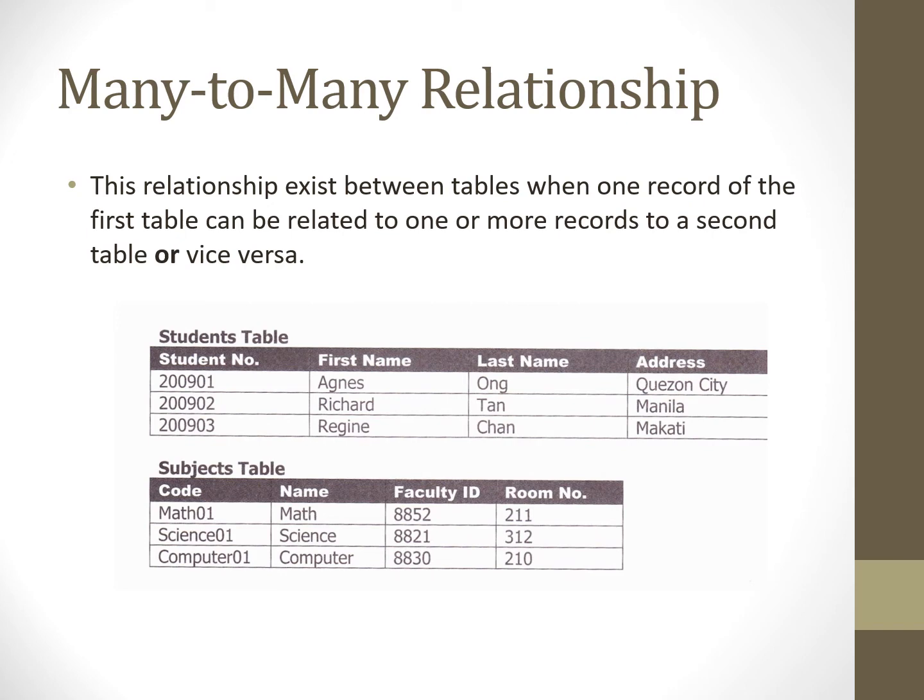If you look at it in this case, the student here can be enrolled in math, science, or computer. In the same way, a computer class can also have several students. So this is how it's going to be evaluated. But don't worry, we'll go into much more detail on many-to-many relationships later on.